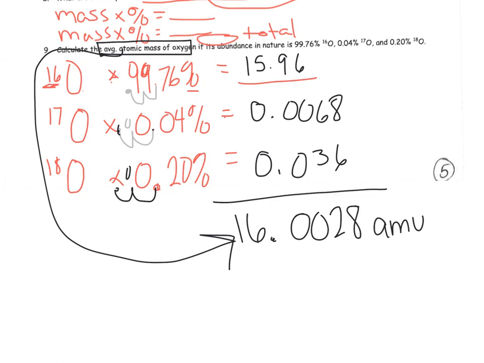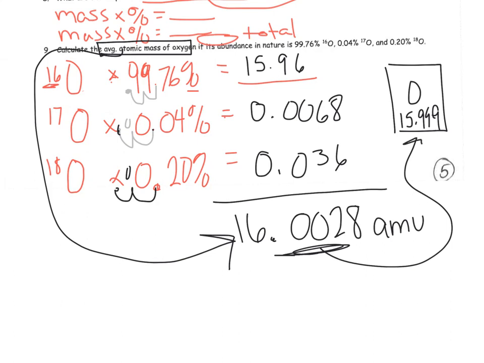Now, this number is different from real oxygen, right? Because when you look at it on the periodic table, oxygen's mass number is 15.999. So sometimes in these problems, they're not going to match because that's how we know you're doing it right.